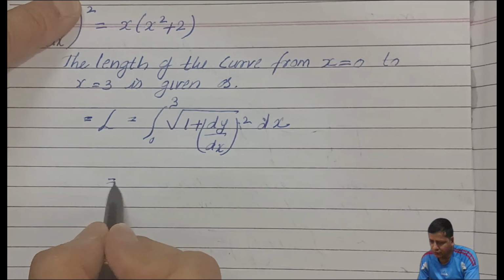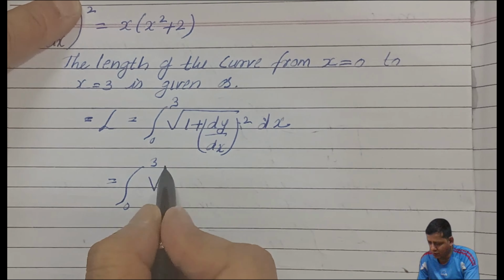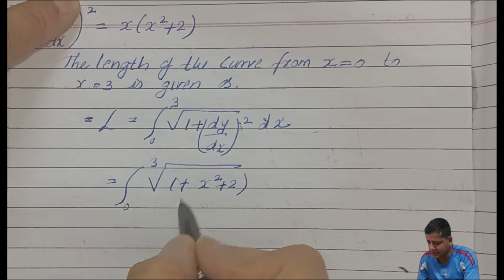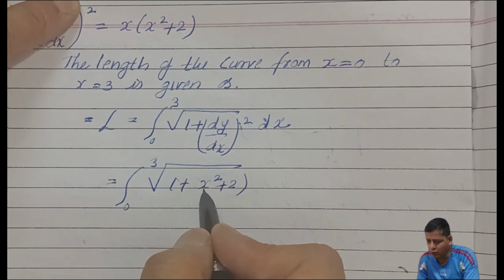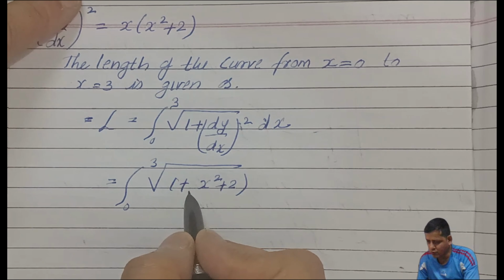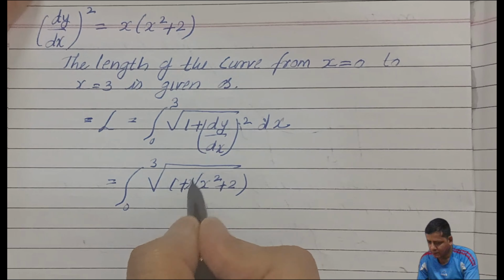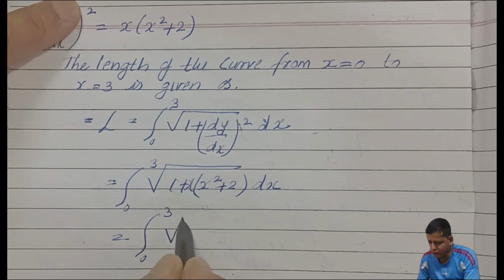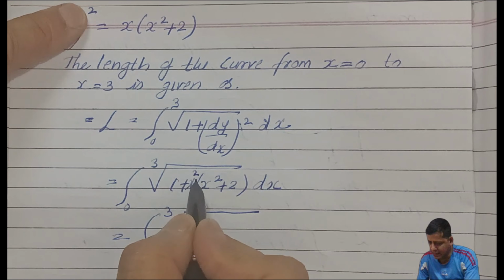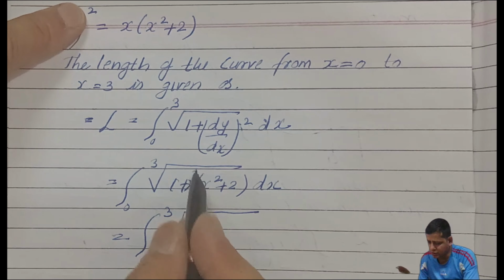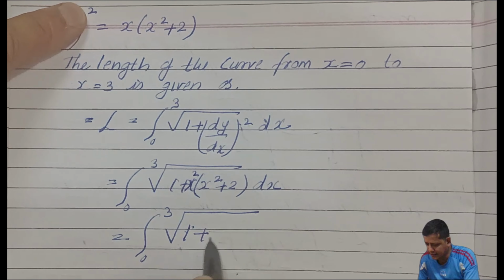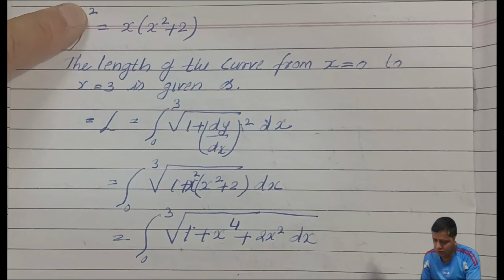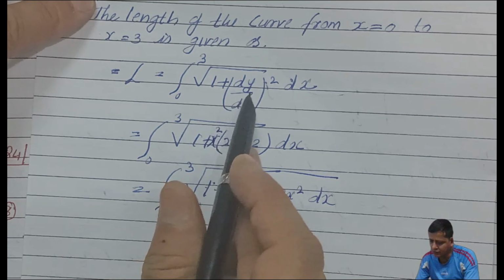And now if you apply this, what you get is integration 0 to 3 root of 1 plus x square plus 2, this one. Yes, we got this as our value; here whole square it is, that's why it is x into x square plus 2, dx. This further can be simplified to integration of root of 1 plus x to the power of 4 plus 2x square dx. We write this as x square because we have root. When we keep root for this x, we should put a square also, or else we cannot put that.